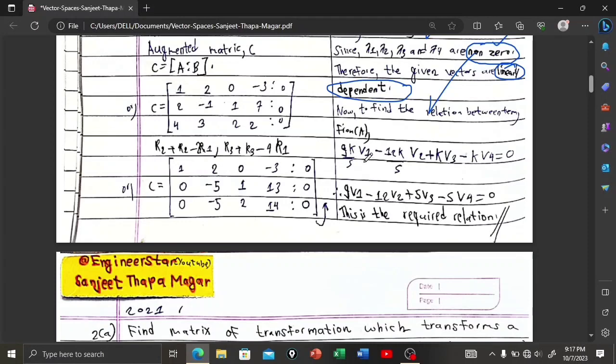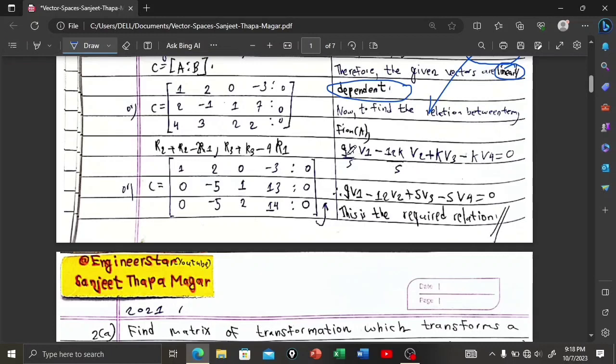So taking k common and taking it to the right hand side, it will be 0 by k, which is 0, and again multiplying both sides by 5, on the right hand side 0 times 5 is 0, so here it will be 9b1 minus 12b2 plus 5b3 minus 5b4 equals 0, and this is the required equation.